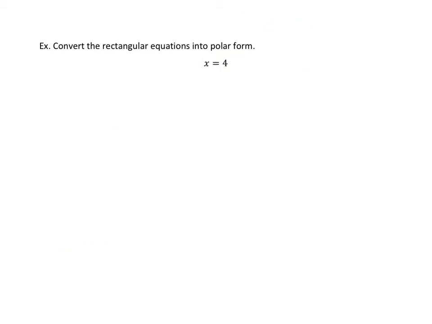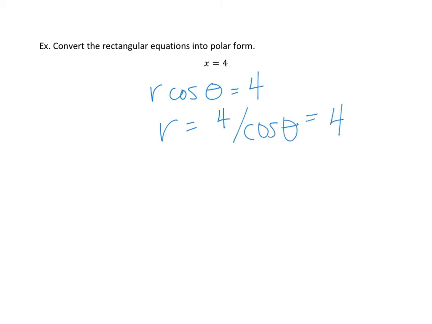Okay, we've got x equals 4. You've got to remember what x stands for. X is that r cosine theta equals 4. Get r by itself. R equals 4 over cosine theta. Same would be 4 secant theta.